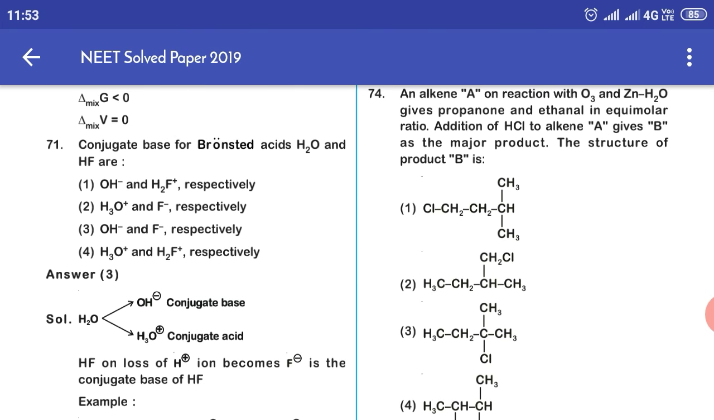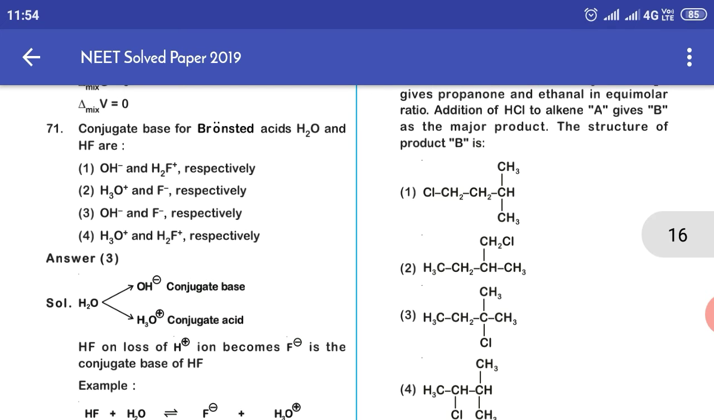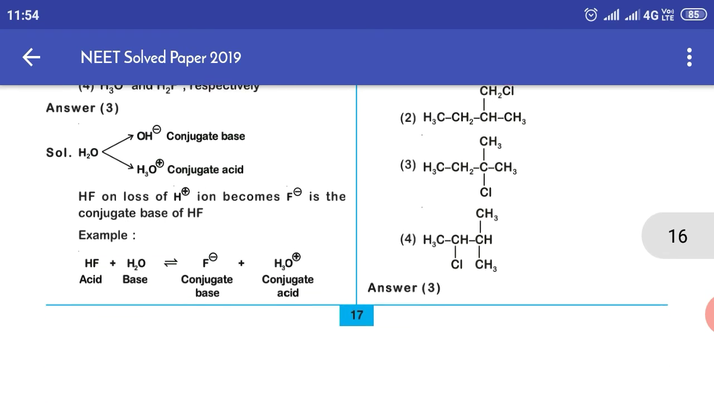Conjugate base for Bronsted acids H2O and HF. Conjugate base means subtraction of H plus, so that is OH minus and F minus respectively.